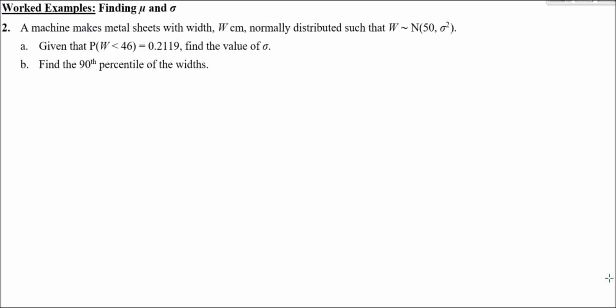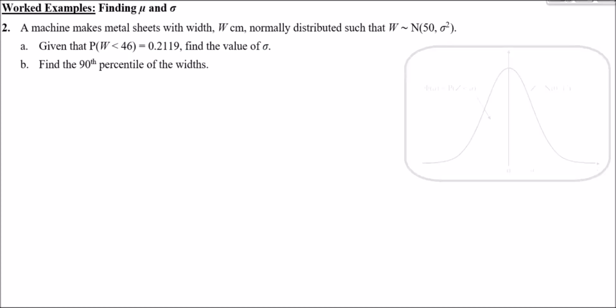In this worked example, now we're trying to find sigma, whereas before we were trying to find mu. But hopefully you'll see this is pretty much the same question, just trying to find a different parameter. So this time we've got a machine making metal sheets with width W that are normally distributed such that the widths follow a mean of 50 and some unknown standard deviation, sigma. So the variance is sigma squared. We're told that the probability of a width of any sheet being 46 centimeters or less is 0.2119. We now need to find the value of sigma. And for B, we need to find the 90th percentile of the widths.